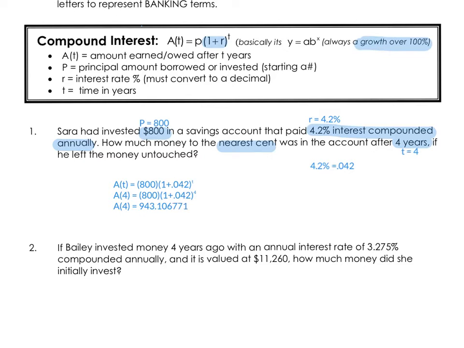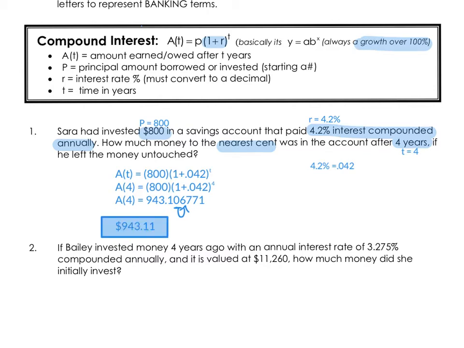943.106771. Now that's not my final answer because I know we're talking about money here, and money needs to be rounded to the nearest penny. So that means that my final answer is that she will have $943.11. Again, that's because I need to round to the nearest penny. When I look at my 0 in the hundredths place, the 6 tells me to round that up. That's where my 943.11, or 11 hundredths, came in.